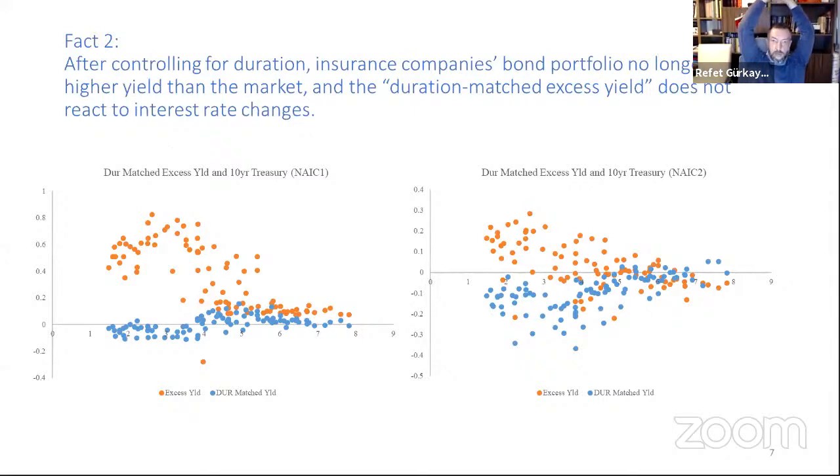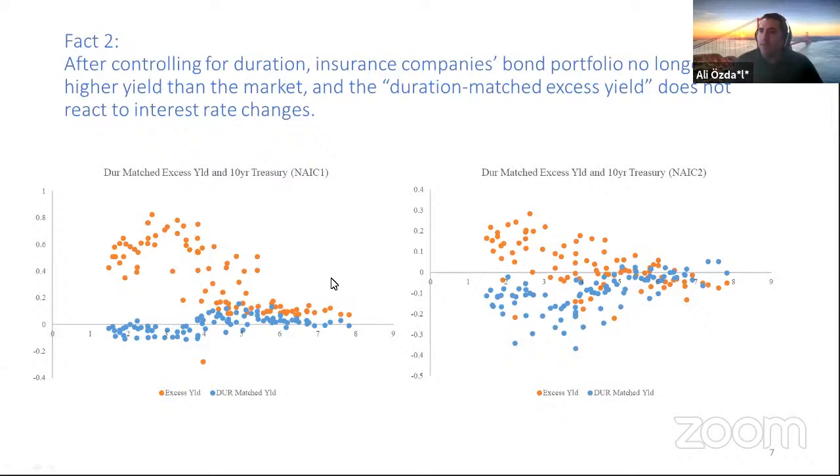In order to dig deeper into this issue, we calculate something called the duration matched excess yield. What is it? For every bond on the insurance company's books, we find the 10 bonds that are closest in terms of duration, and take the difference between the yield of the bond and the average yield of those 10 bonds. The reason we do this is that it allows us to control for any nonlinear relationship between yields and duration. If you do the matching procedure, you don't have to worry about nonlinear relationships or changes in the price of duration risk, because we do it at every period for every bond.